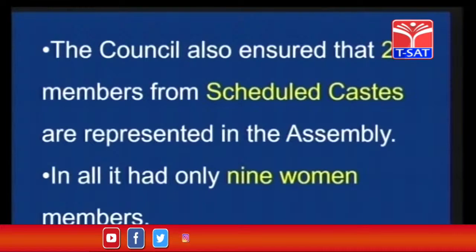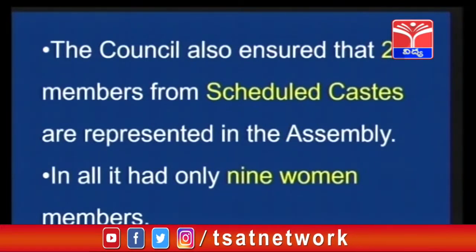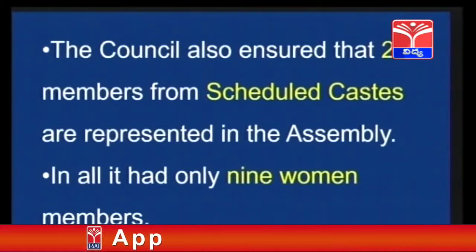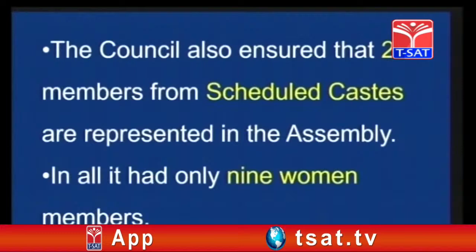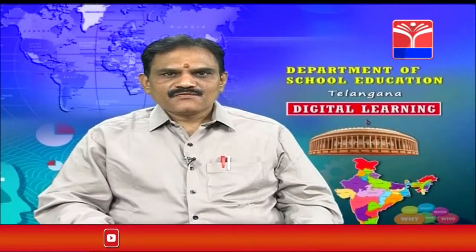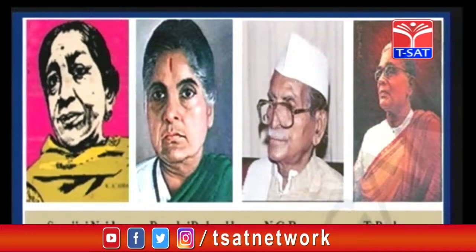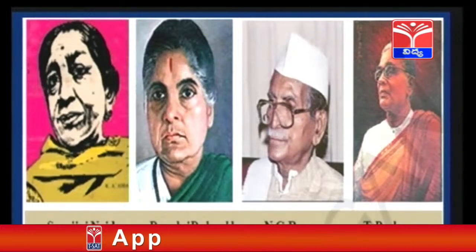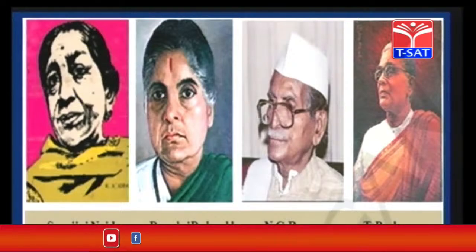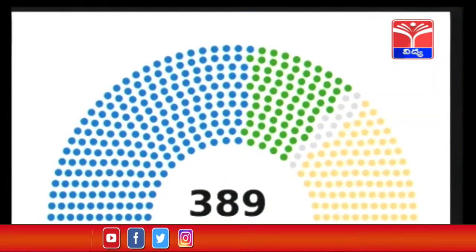The council also ensured that 26 members from the scheduled castes were represented in the assembly. In all, it had only 9 women members. Here we can see very little representation of women. From southern India, these are the prominent persons: Sarojini Naidu, Durgabai Deshmukh, N.G. Ranga and T. Prakasam. These are from the southern part of the country who were members of this Constituent Assembly. We have a total of 389 members.